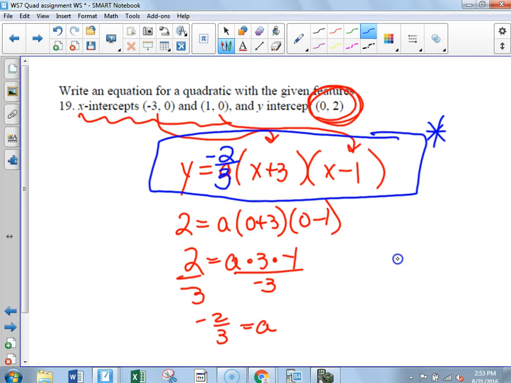I'm sure there are other ways you could do that problem. Remember we talked about how you could average the x's, find the vertex, but anything else anybody's run into?